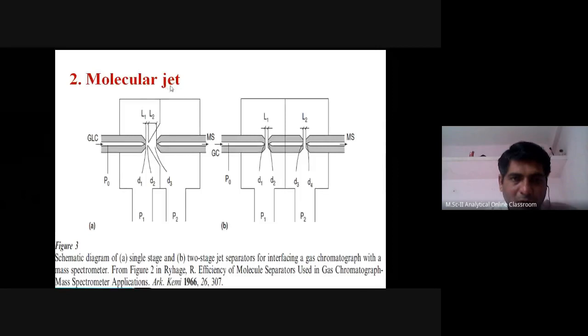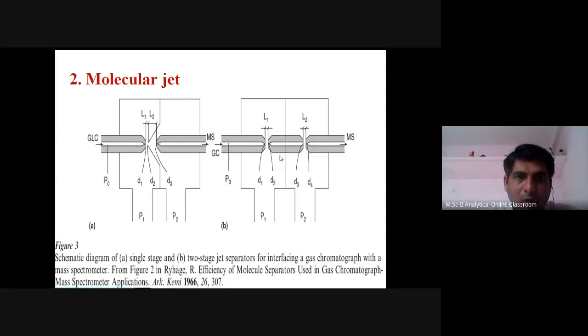Now let's see one by one. This is the first one, which has only a single molecular jet, and this is the second diagram, which has a double molecular jet. You can see this is the first and this is the second. So it is called a conjugative molecular jet. With this second diagram, or second molecular jet, we can achieve maximum enrichment. We can also achieve enrichment with the first, but as compared to it, the second one is better.